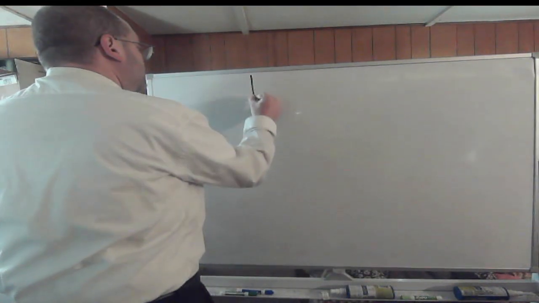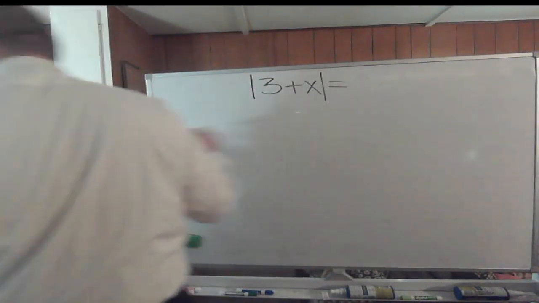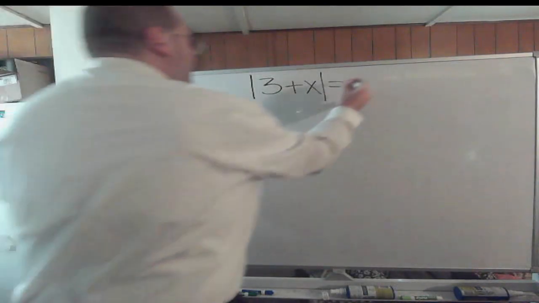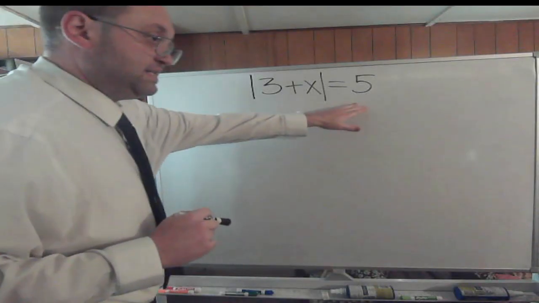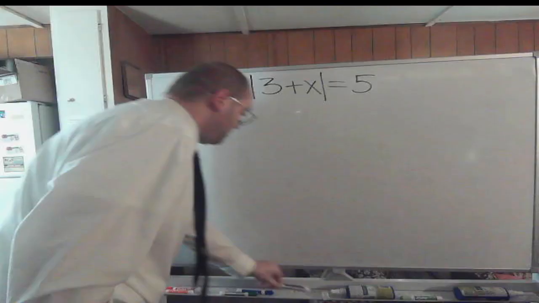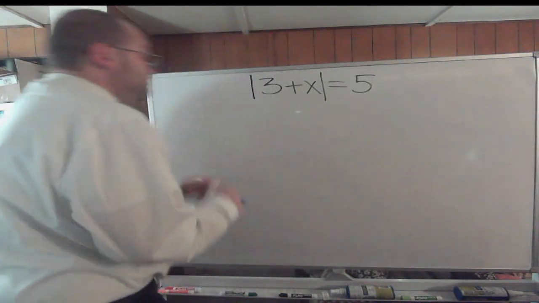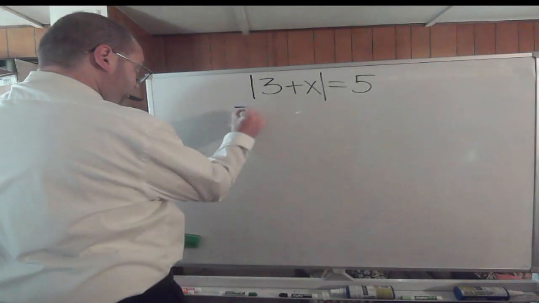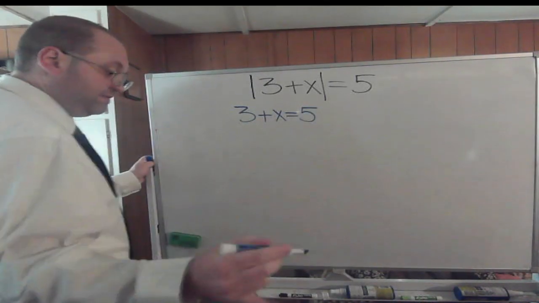All right, what do we got here? The absolute value of 3 plus x is equal to 5. All right, so we have the absolute value of 3 plus x is equal to 5. How we're going to solve this, again, set your 3 plus x equal to 5. So that'll be one part of it.